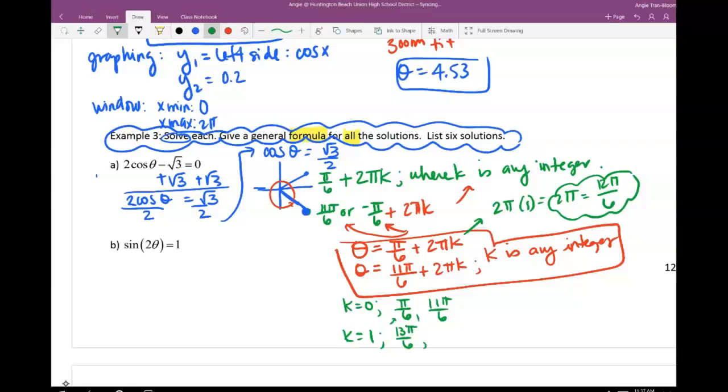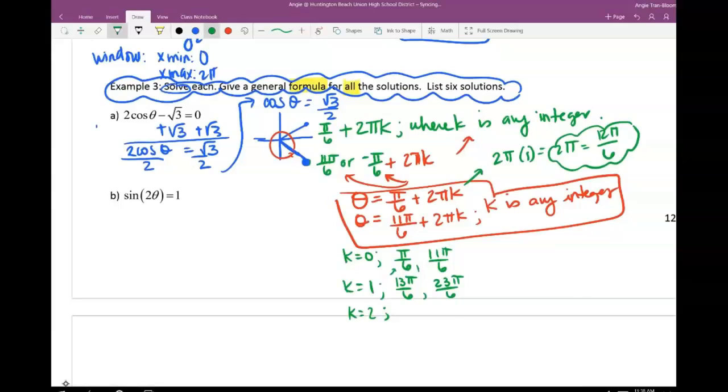What if I add 12 pi over 6 to that? So now I have 23 pi over 6. So that's a total of 4. Then I'm going to keep on going when k is 2. So when k is 2, what I do is I'm just going to add 12 pi over 6 to these. So 12 plus 13 is 25 pi over 6. And then 12 plus 23 is now 35 pi over 6.